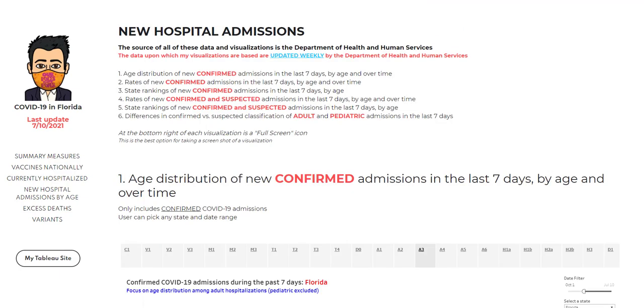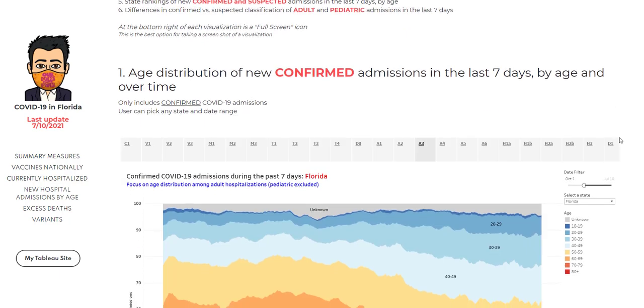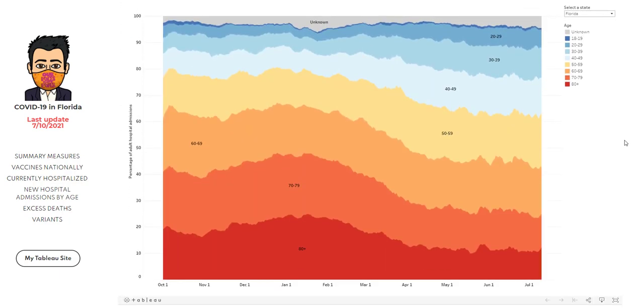Then again, new hospital admissions is something that we're also interested in, and that thankfully is provided and updated weekly by the Department of Health and Human Services. The first visualization here is kind of like what I showed you earlier with vaccinations. This is not focused on the number; it's the age distribution of new COVID admissions over time.